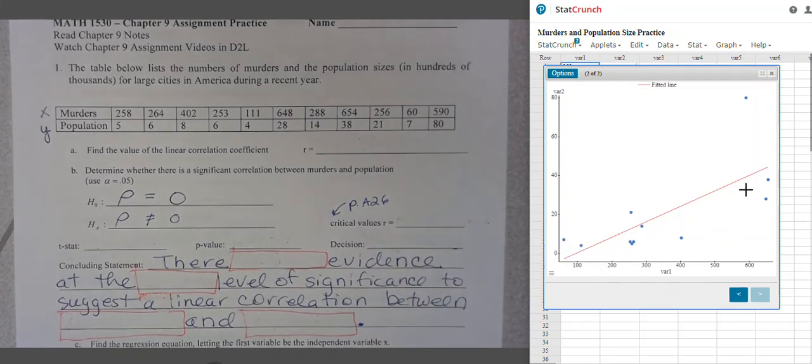And so we have 11 dots, and it looks like the trend is going up. We have this line of best fit that StatCrunch calculates for us that is showing us the trend to the data. As the population increases, the number of murders increases. So this is positive correlation. So we know we've got some correlation going on. We just have to decide, is it strong enough correlation? And that's what we measure with the correlation coefficient R.